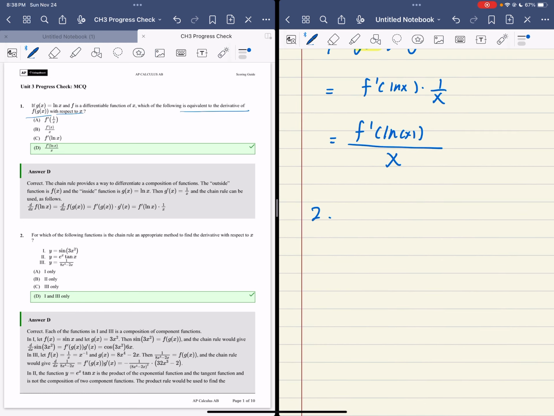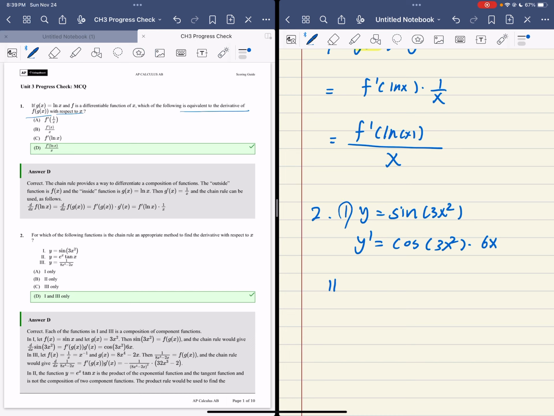Question number 2. It says, for which of the following functions is the chain rule an appropriate method to find the derivative with respect to x? Number 1, sine of 3x squared with respect to x. When you do it, it's going to be cosine of 3x squared times the derivative of inside, which is 6x. So that works.